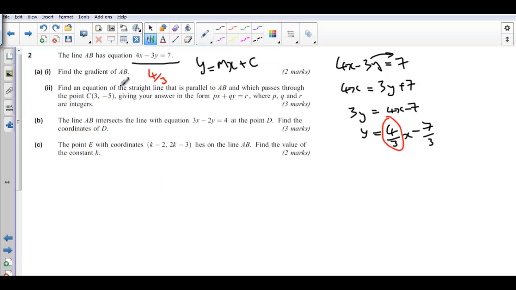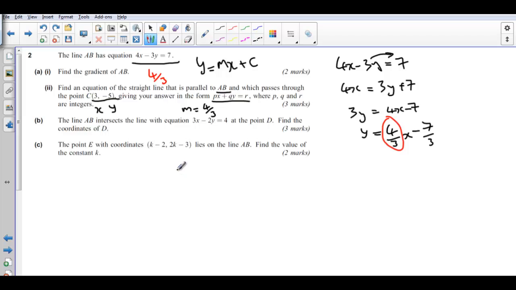Here we go. So find an equation of the straight line that's parallel to our AB. So it's parallel to the line we just found. So it's going to have the same gradient, 4 over 3, which passes through the point 3, negative 5. So this is our x value. This is our y value. We've got to be careful. We've got to remember to give our answer in this particular format. But we'll worry about that when we get there.